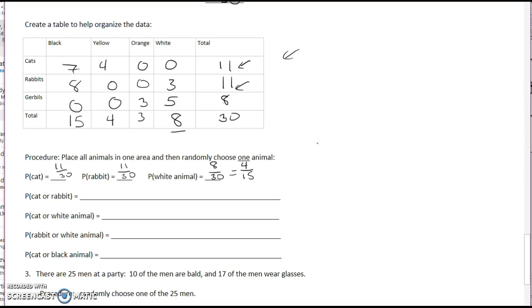Well, think about it. Can you have a cat that is also a rabbit? Can an animal be a cat and a rabbit at the same time? The answer is no. So this one would be disjoint or mutually exclusive. So the probability of getting a cat, and again, we just get to add these. The probability of getting a cat is right here. It's 11 out of 30, right?